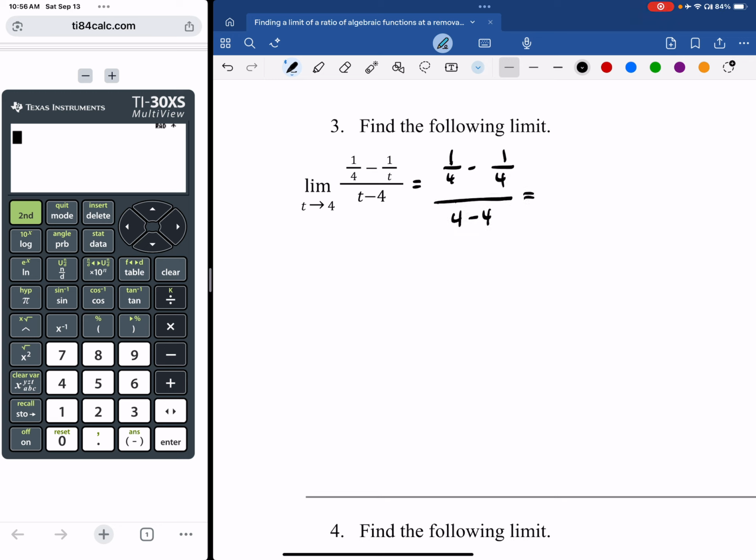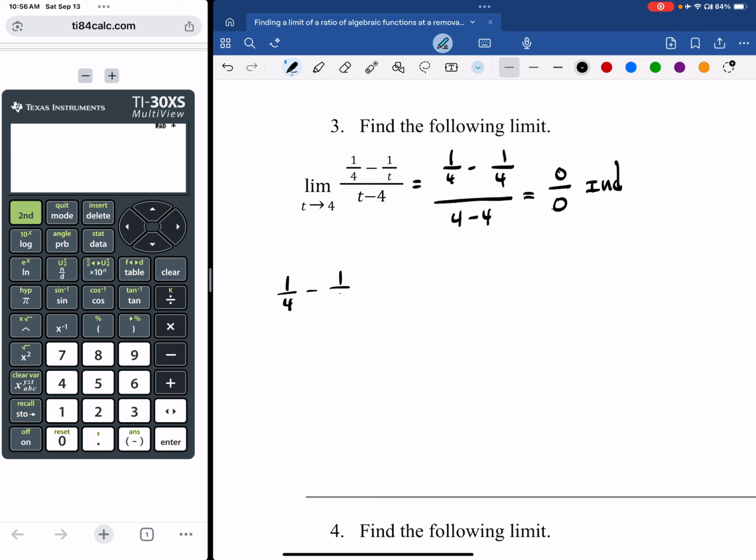Notice in the numerator, when we simplify, we would have 0. In the denominator, we would have 0, which is indeterminate form. Again, indeterminate form means the function does not exist at that point, but that does not mean the limit does not exist at that point. So we're going to have to algebraically manipulate this function, simplify it, and then plug it into the simplified version of the function instead. Let's take a look at that function.